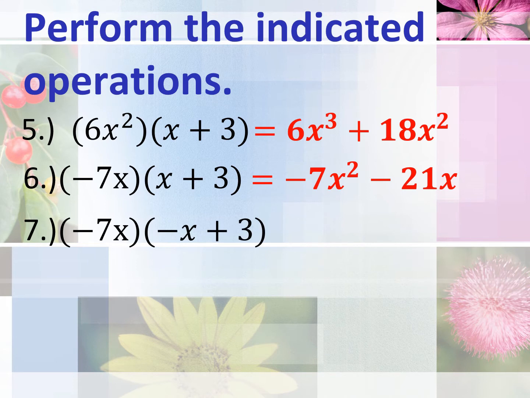Next, proceed tayo sa number 7. We have negative 7x times negative x plus 3. So, again, distributive ulit tayo. Negative 7x times negative x, that is equal to positive 7x squared. Bakit siya naging positive?